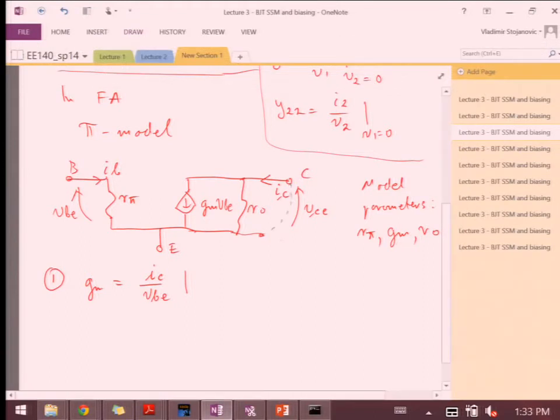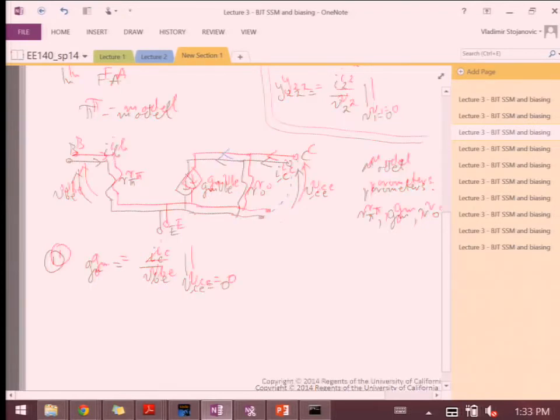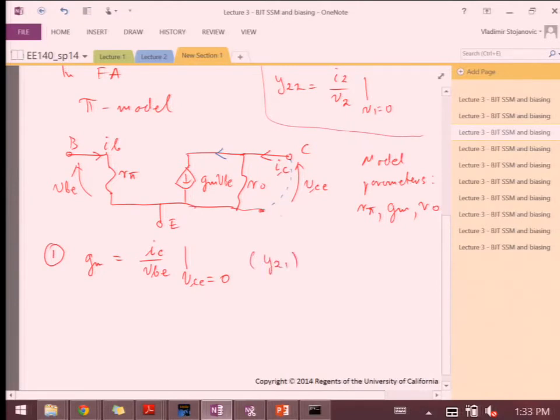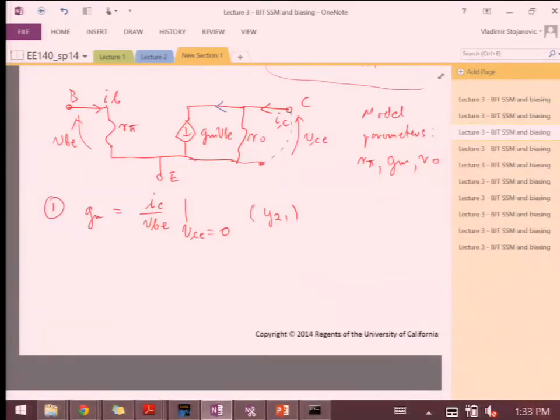So if I make this connection over here, then I'm shorting this output resistor, R0. So 0 current flows through that. So all my current here, which is GM VBE, becomes essentially IC. Do you see that? OK. So that's why I can say that IC over VBE is only for VCE equals 0. And that's what we had in the model as Y21. Y21 was this transconductance over here.